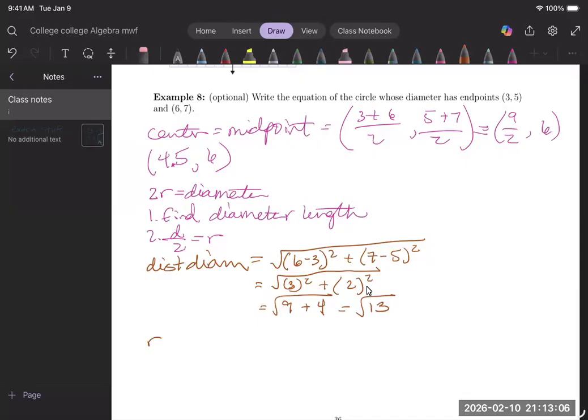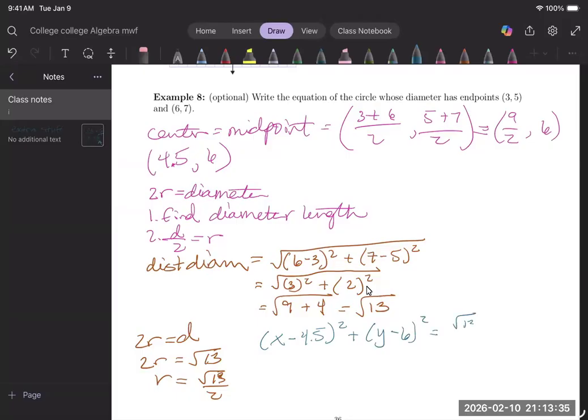So then the radius, if 2r equals diameter, so 2r equals root 13, then the radius is root 13 over 2. Again, it doesn't say it had to be a pretty number, it just is what it is. Okay, so then the equation of the circle is (x minus 4.5) squared plus (y minus 6) squared equals (root 13 over 2) squared, right?